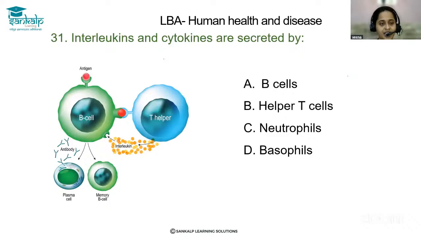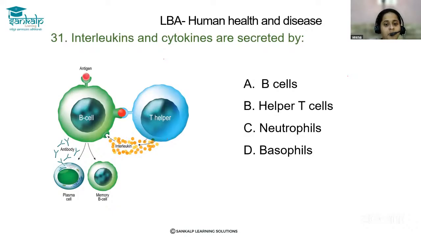Let's solve question 31. Interleukins and cytokines are secreted by. So dear students, if you observe here in the image, interleukins are secreted by the helper T cells, right? In the image itself, you can see that it is getting released from the T helper cells, right? So here it is secreted by T helper cells and it acts as a communicating agent.